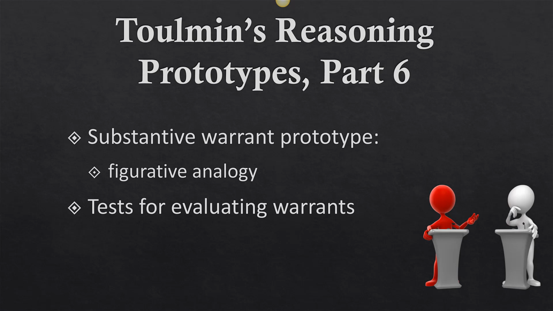This is the sixth and final video in a series on reasoning prototypes. In this video, we're going to look at the final example of a type of argument that falls under the category of substantive warrants, according to Brock, Reagan, and Enninger. This is the prototype of figurative analogy.